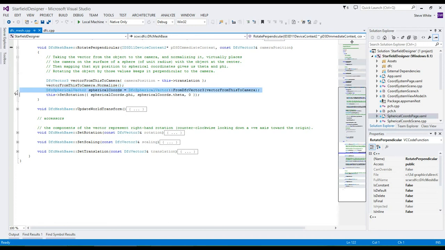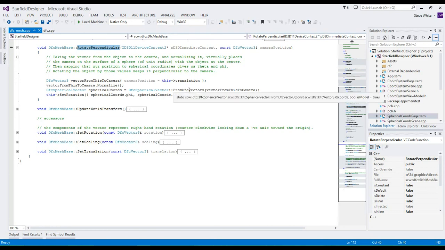Then we can just convert that position from Cartesian coordinates to spherical coordinates, and that gives us our theta and our phi. And then we rotate the model by phi radians around x and theta radians around y. And that's the end of the calculation for this particular call of the function. But of course we need to call this function again every time the camera moves.